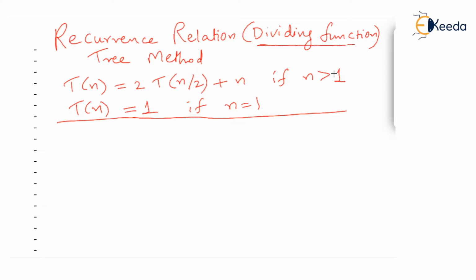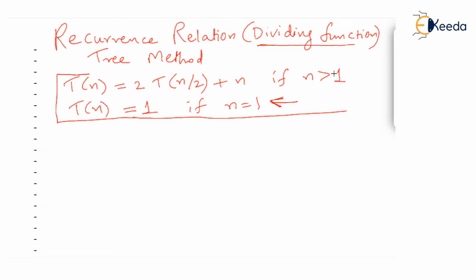T(n) is equal to 2T(n/2) plus n if n is greater than 1, but T(n) is 1 if n is equal to 1. The given T(1) is the base case, where the recursion stops. Now we want to know the time complexity of this recurrence relation.